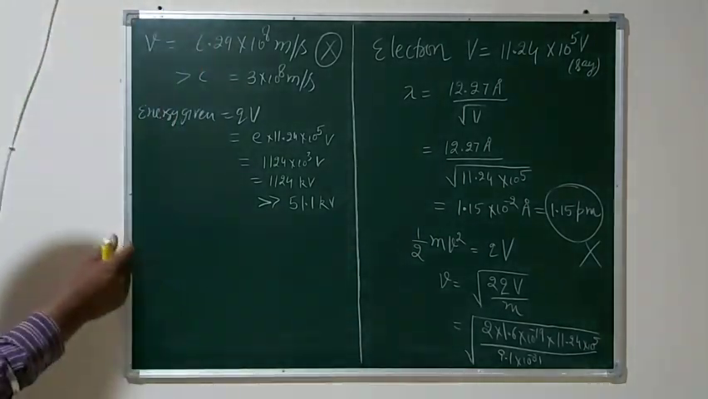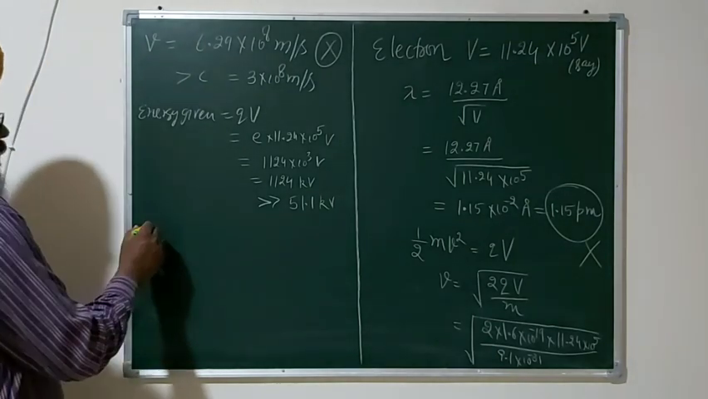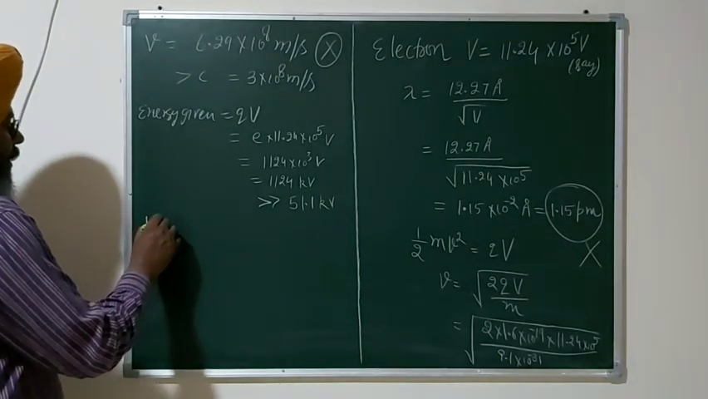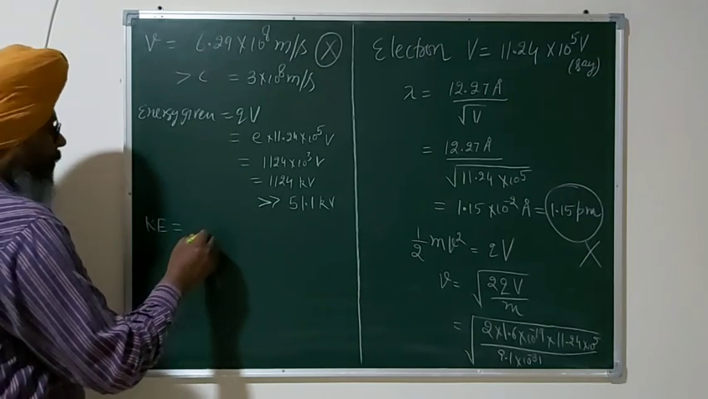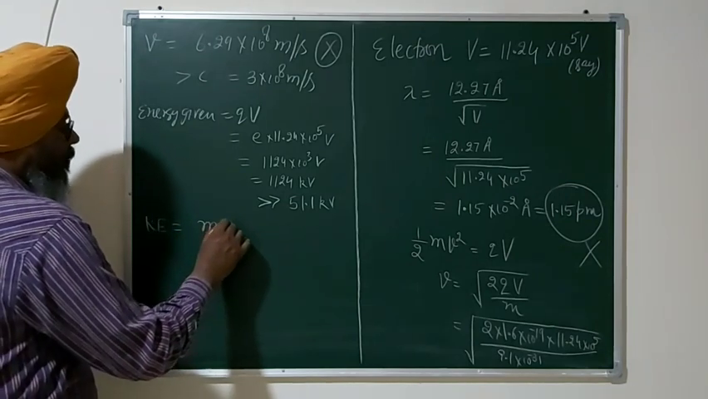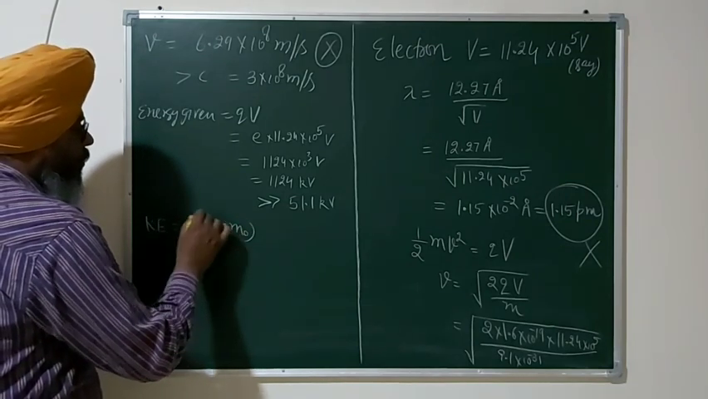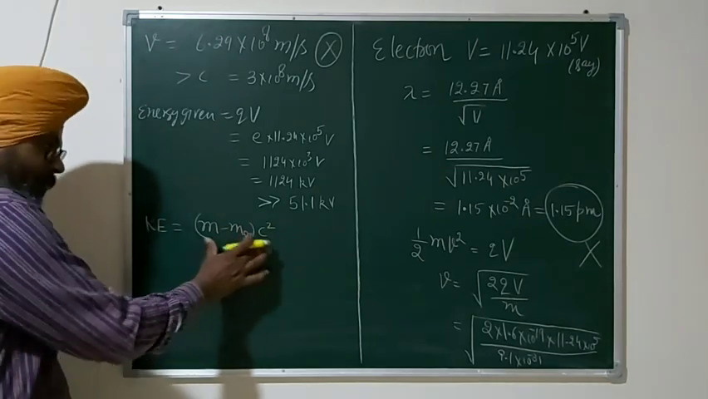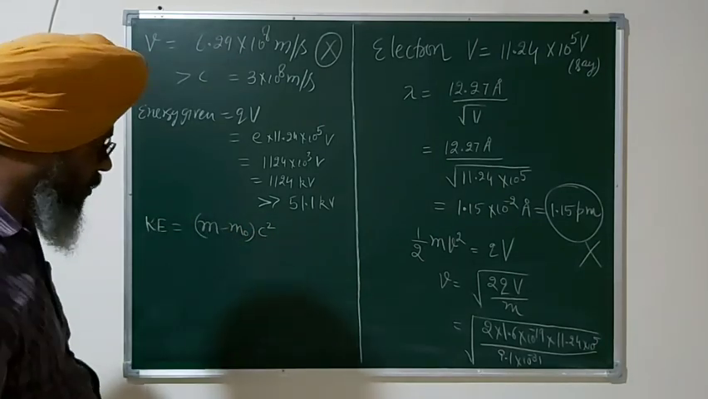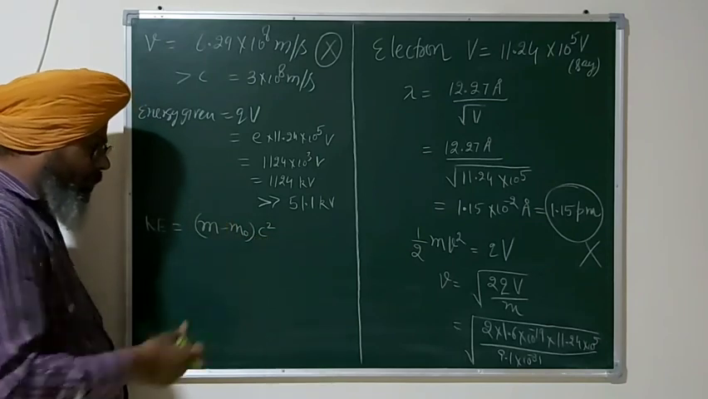Let us now do this. Now the correct value of kinetic energy is given by m minus m0 into c square. This expression actually comes from Einstein's special theory of relativity. You have to remember it as such.